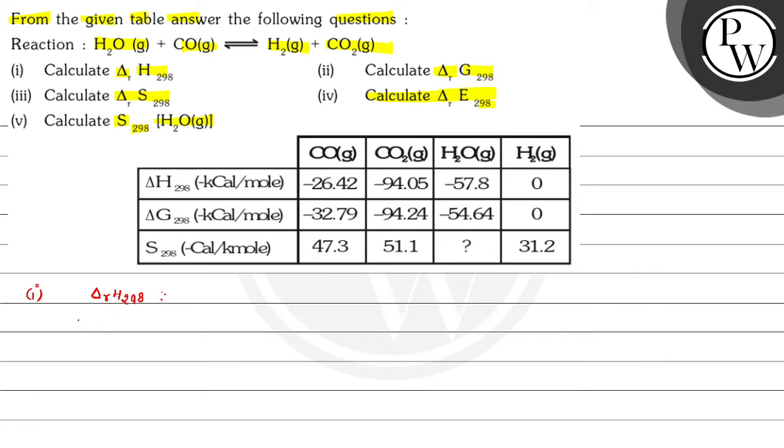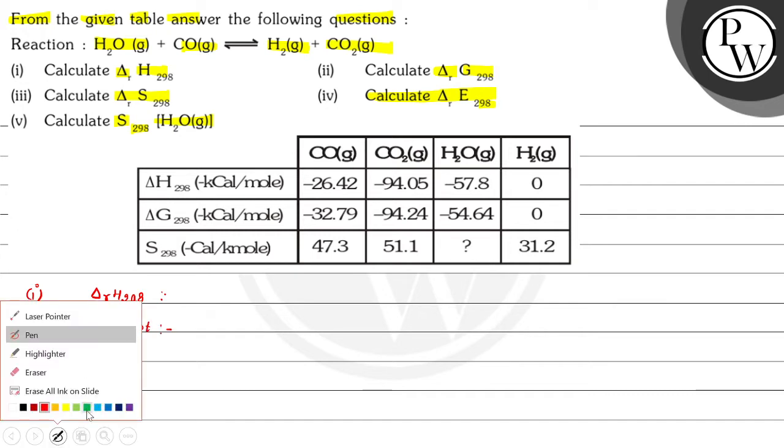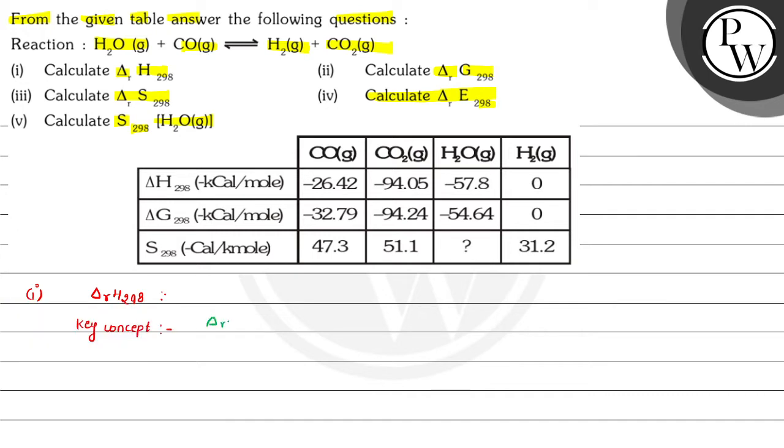So firstly we will write our key concept. In this we can write that enthalpy of reaction at 298 Kelvin equals summation of enthalpy of product minus summation of enthalpy of reactant. Here the data are given, so we can write the data here. So at product side we have H2 and CO2. For H2 the value is 0 and for CO2 the value is equal to minus 94.05.